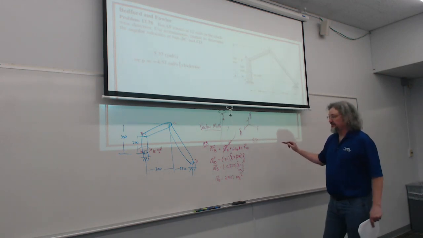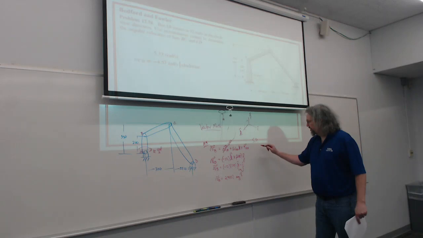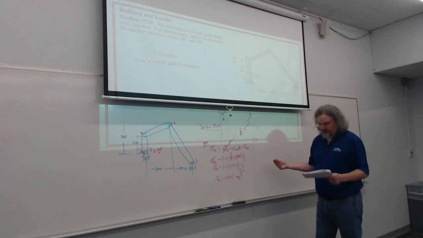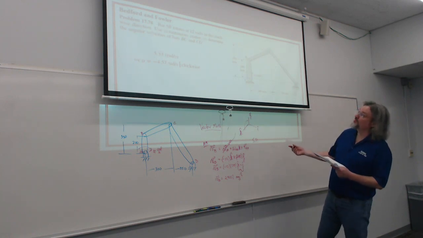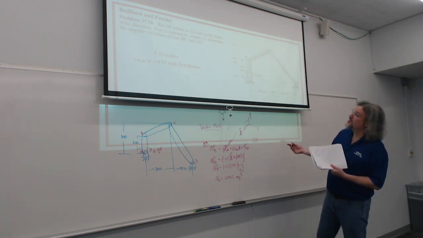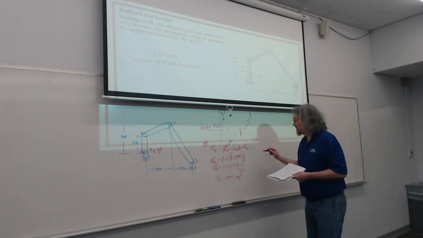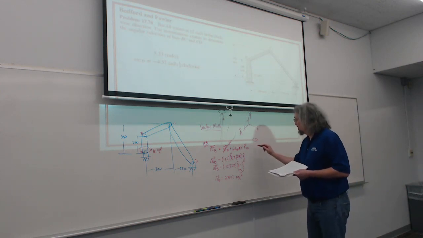And for CD, we don't know omega CD. That's one of the two unknowns that we're looking for. In fact, in the problem, we're looking to find the angular velocities, right? Determine the angular velocities of B, C, and CD. So we write out the velocity of C.